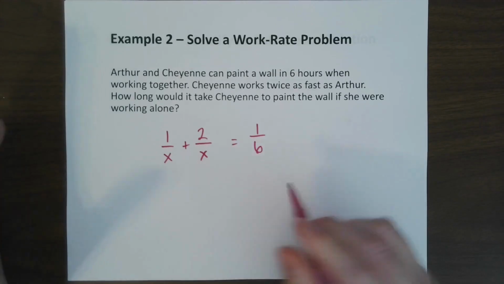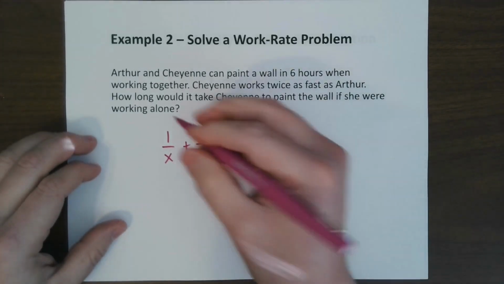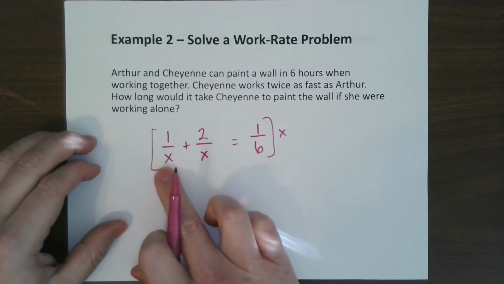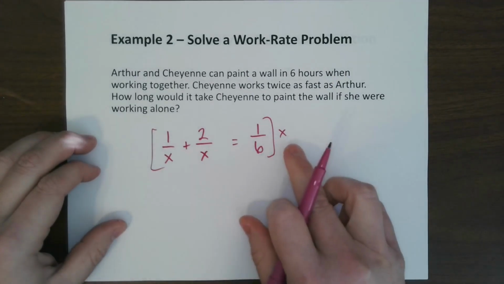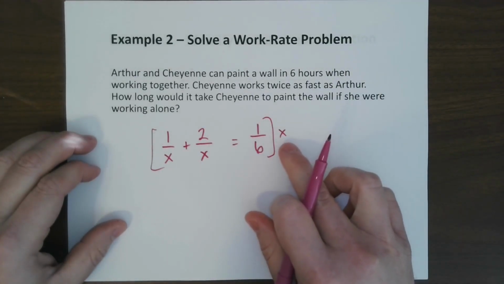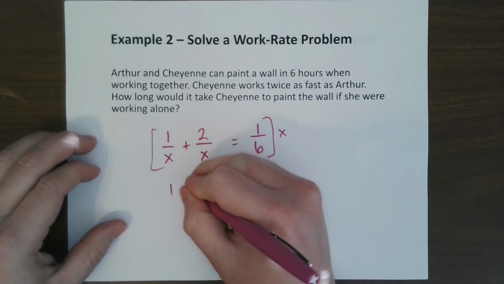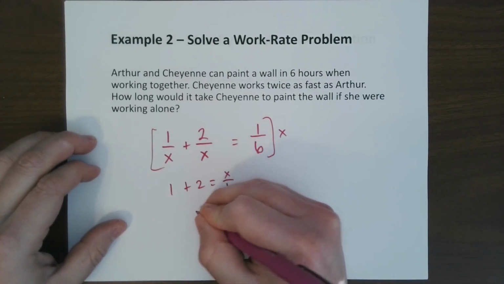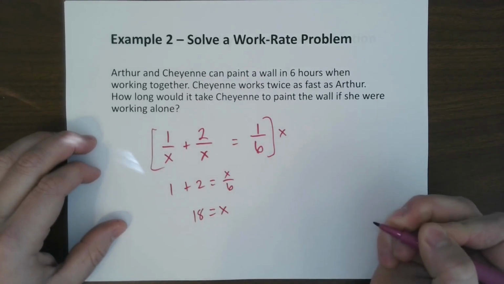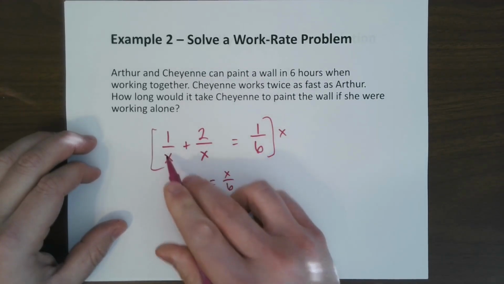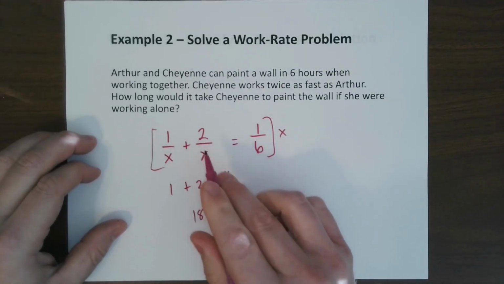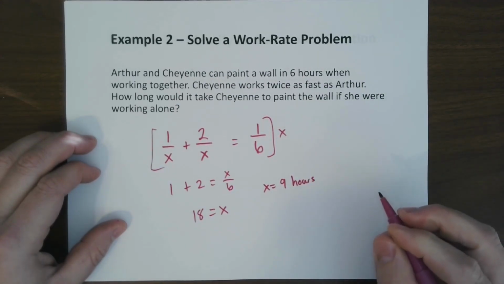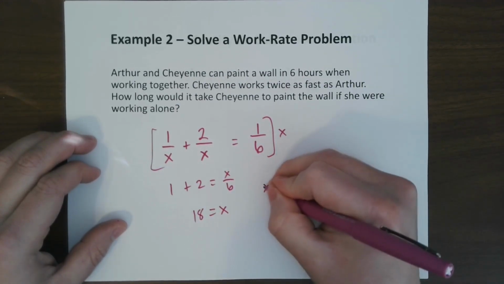Okay, so from this, now we just solve it. So I'm going to multiply everything by x. So x represents the time it takes Arthur to do a wall. That's basically where we're at, but we're going to figure out what Cheyenne is in a minute. So we multiply everything by x, so we get 1 plus 2 equals x over 6. So we get 18 equals x. So basically that means Arthur takes 18 hours to paint one wall. That means Cheyenne takes 9 hours.